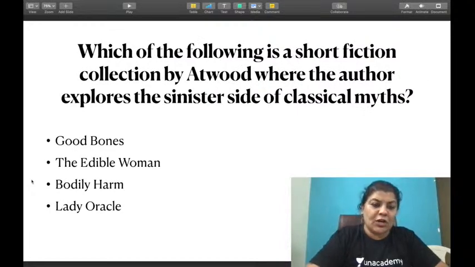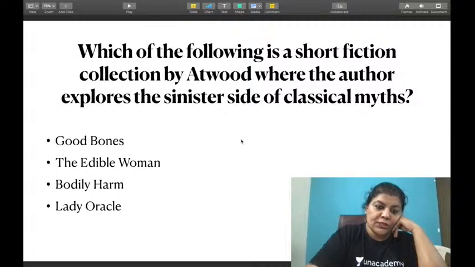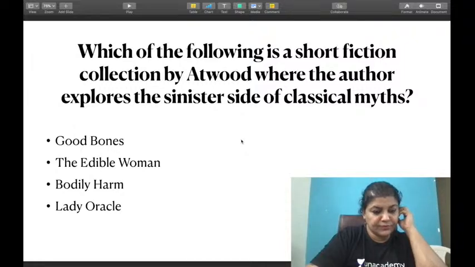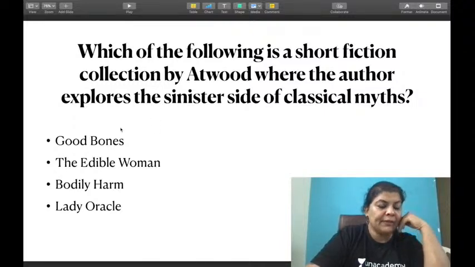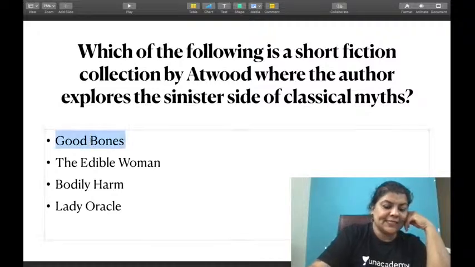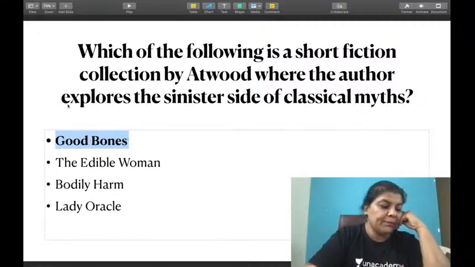Which of the following is a short fiction collection by Atwood, where the author explores the sinister side of classical myths? Short fiction collection. Here she has written the short story Gertrude Talks Back. All the others are novels. It is Good Bones.